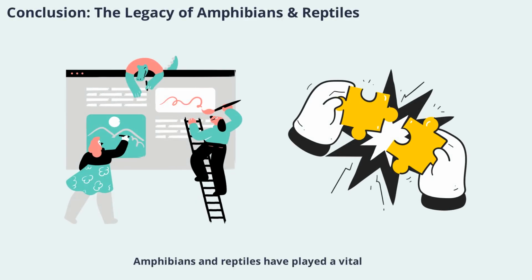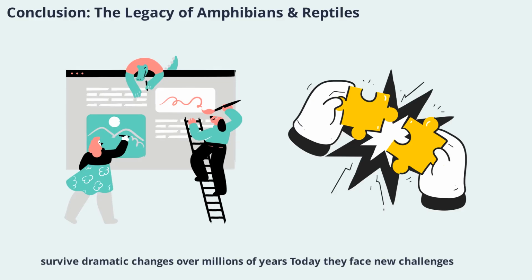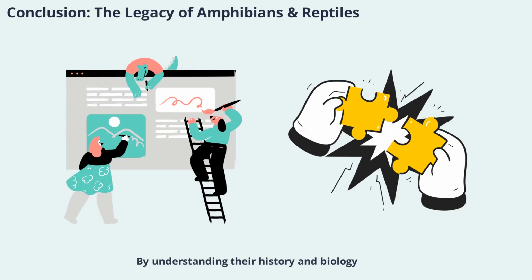Amphibians and reptiles have played a vital role in the evolution of life on Earth. Their adaptations, diversity, and resilience have allowed them to survive dramatic changes over millions of years. Today they face new challenges, but their continued existence is a testament to the power of evolution. By understanding their history and biology, we can better appreciate their place in the natural world and the importance of conserving them for the future.